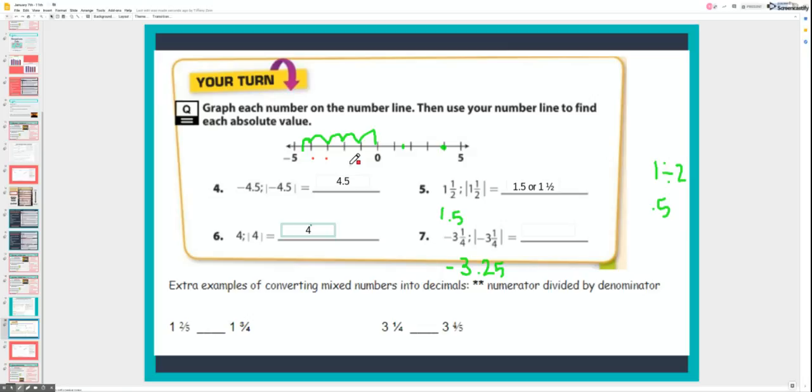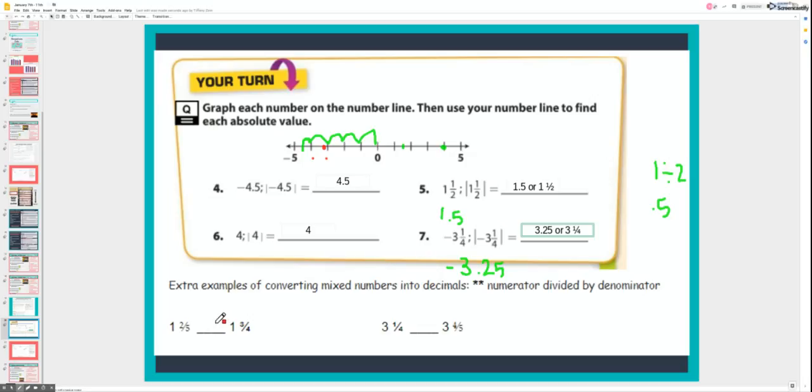Negative 3.25, think of it as money. 25 cents is less than 50 cents, and 50 is at half. So you're going to have to go a little bit before half right here. And then the absolute value is just 3 1/4 or 3.25. Like this.